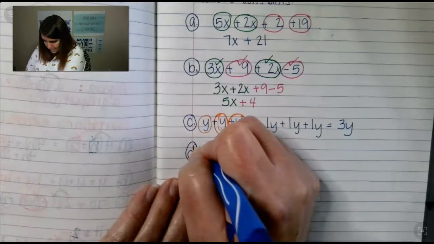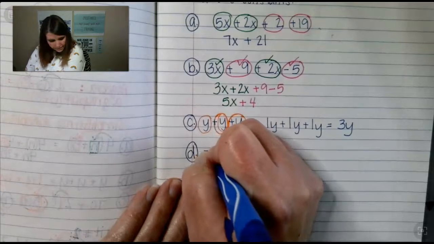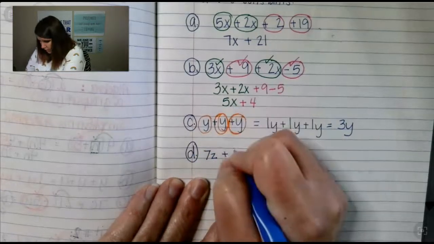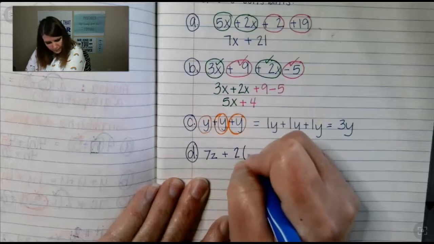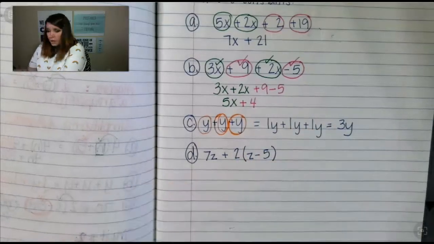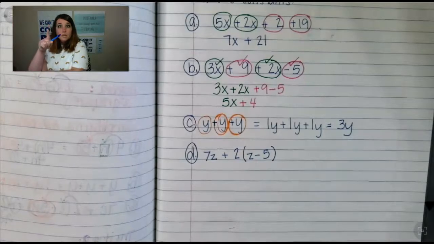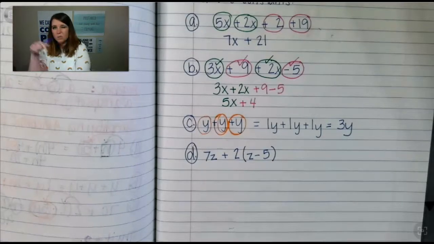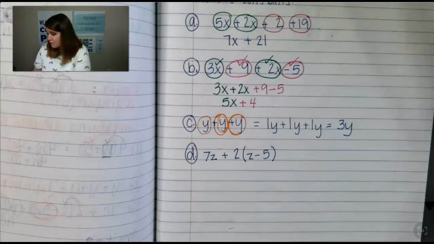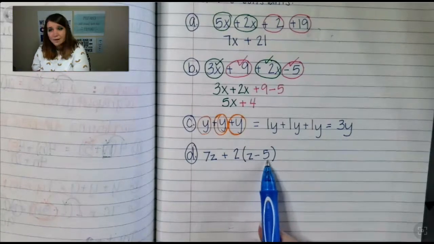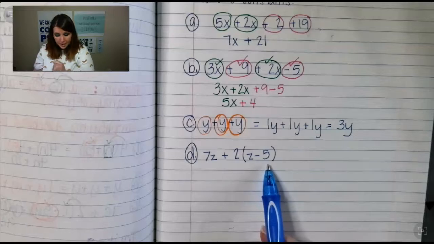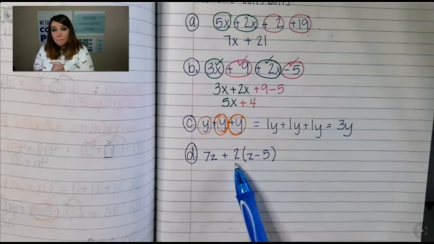Okay, and let's do one last thing, and then I'm going to give you a try it. This one right here, 7z plus, let's throw in the distributive property, 2 times z minus 5. Order of operations is coming back right now. We know we need to start in the parentheses, but we can't do anything in the parentheses because z's cannot go with constants. So our job then is to just multiply.